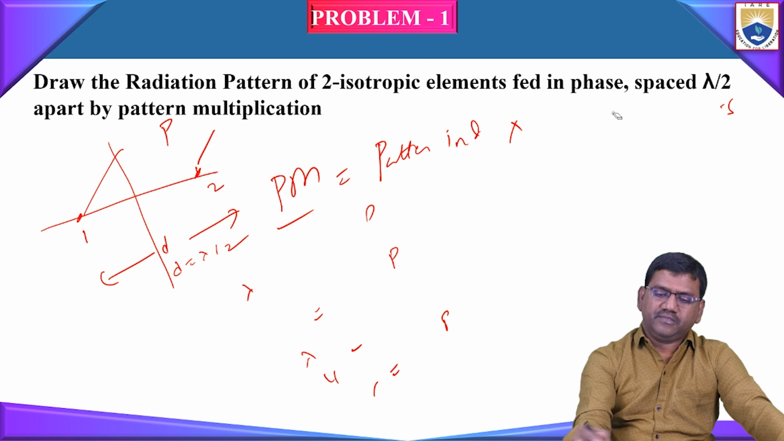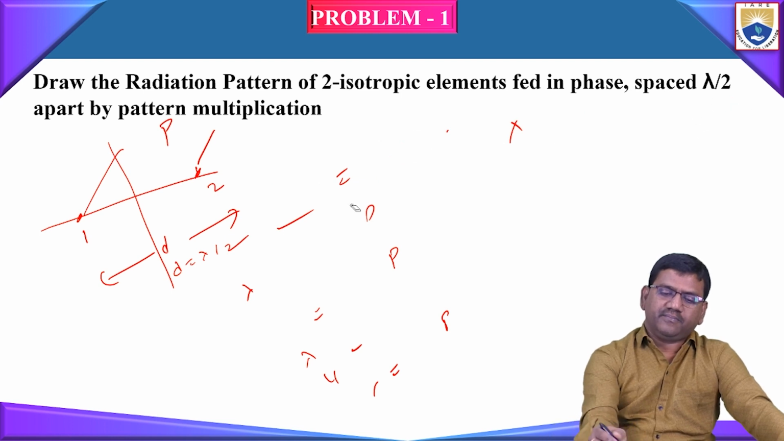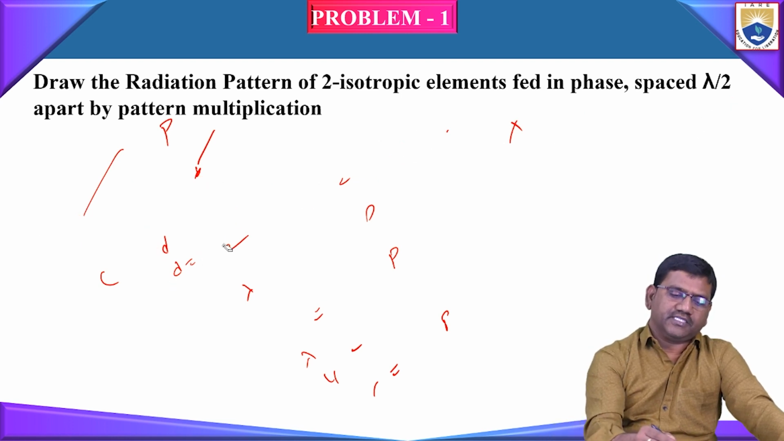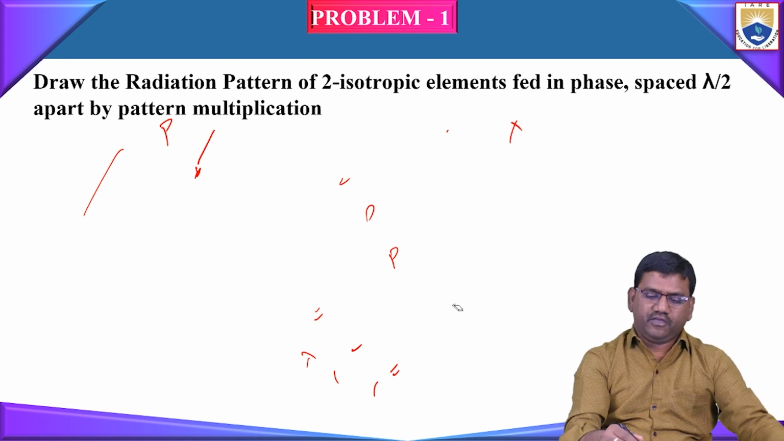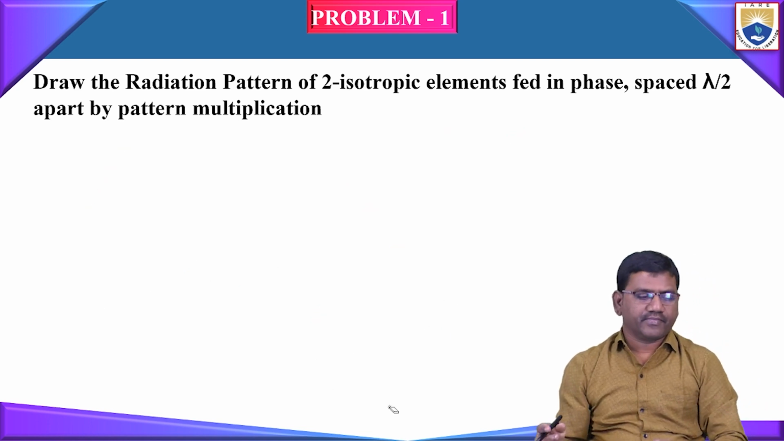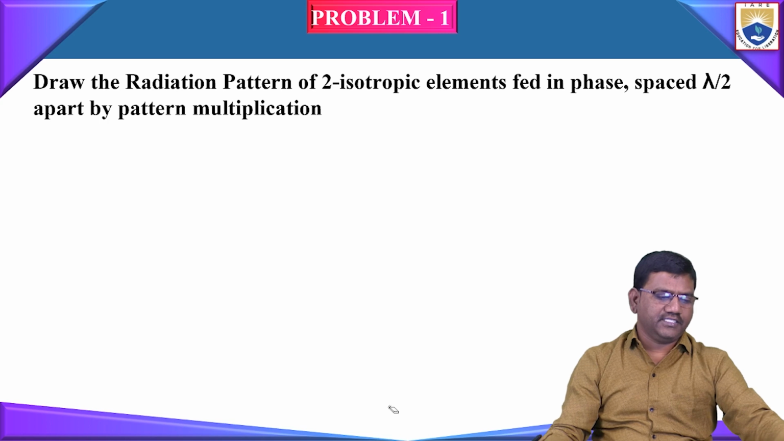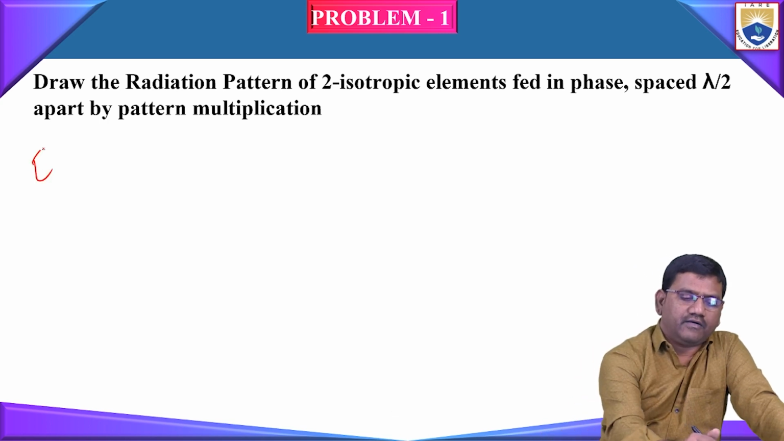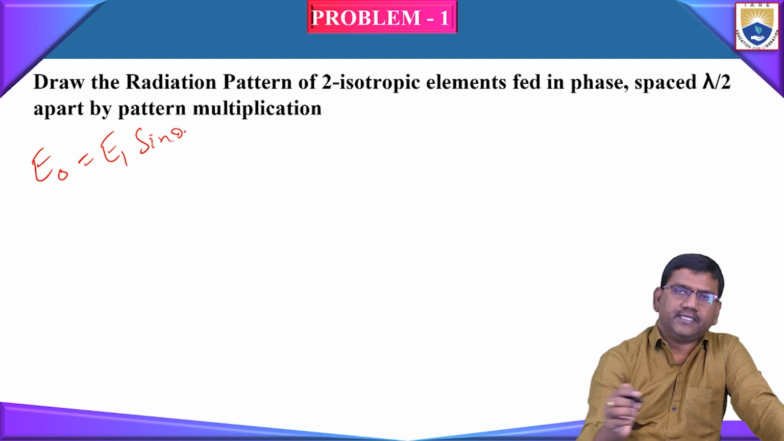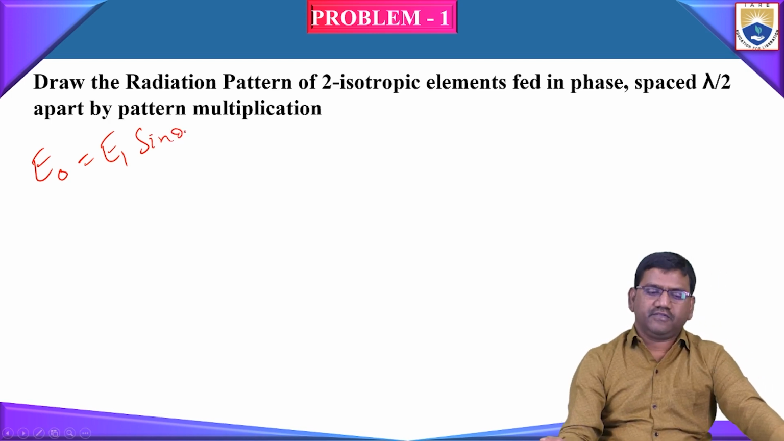We want to draw the radiation pattern. First, we need to apply the principle of pattern multiplication. According to the principle of pattern multiplication, let us assume E0 is equal to E1 sin theta.